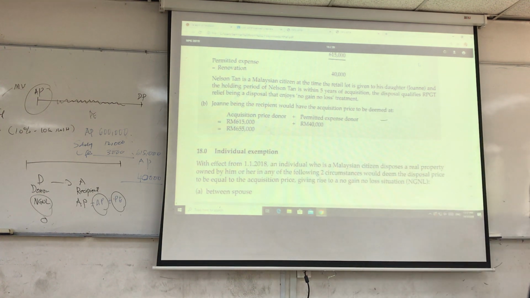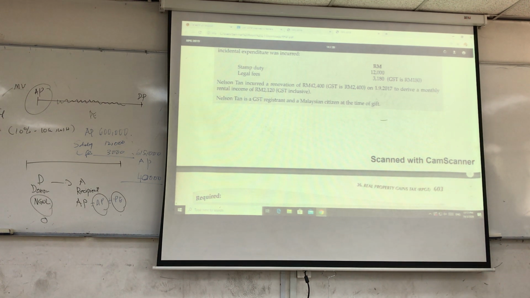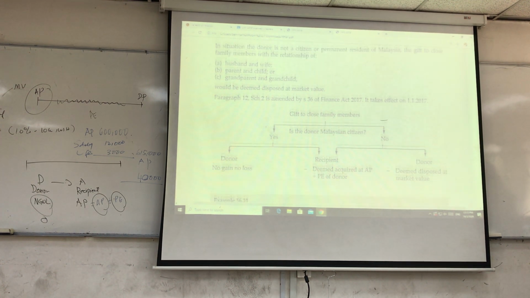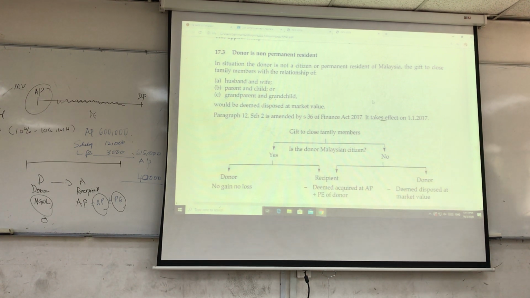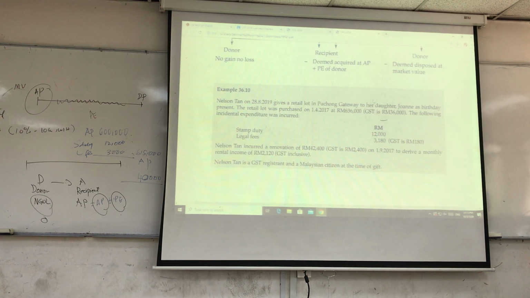So that's how you compute the disposal price and acquisition price of the donor and the recipient. So that is on inter vivos. Again, inter vivos is only for close family members. To the donor, if it's a citizen, no gain, no loss, but if non-citizen, then disposal is at market value. To the acquirer, the recipient, the acquisition price is the AP of the donor plus PE of the donor. What is PE? PE is the capital expenditure plus any cost incurred in preserving the title of the property.